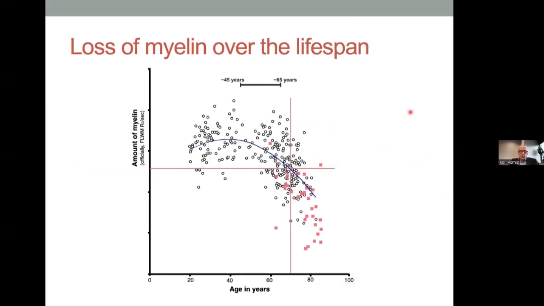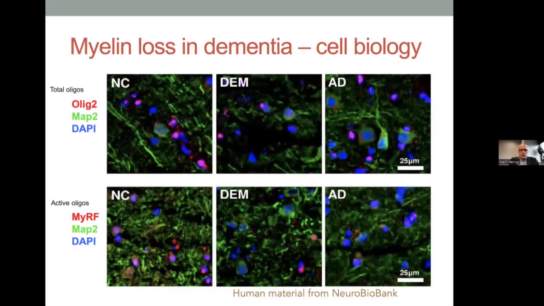This is data from George Bartzokas, which I've replotted. George Bartzokas was really the first one to really push the myelin hypothesis. And what he showed is that this is the normal age-related loss, and that people with Alzheimer's, in fact, deteriorate even more rapidly.